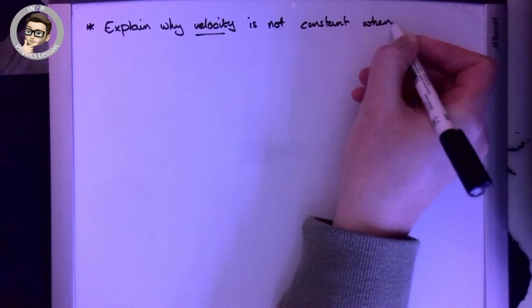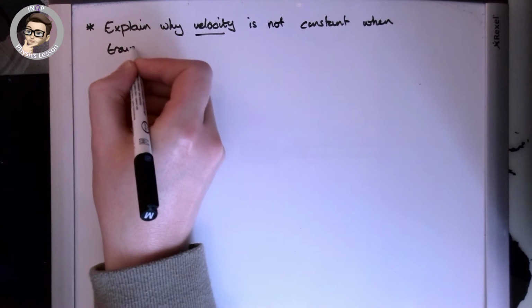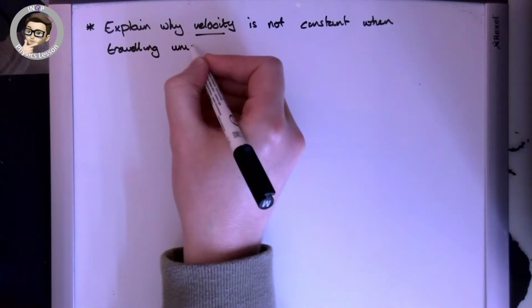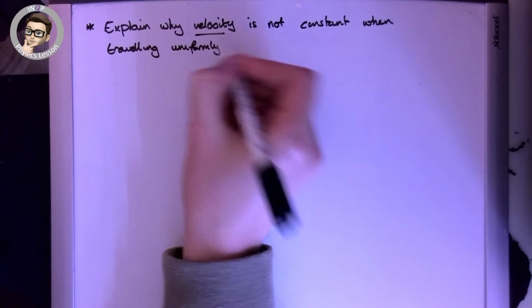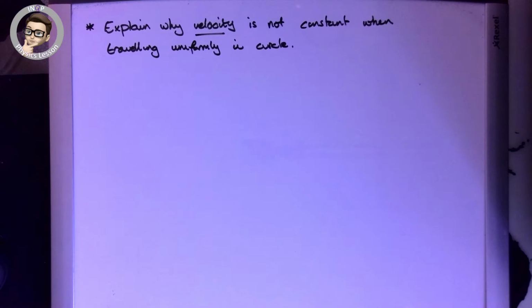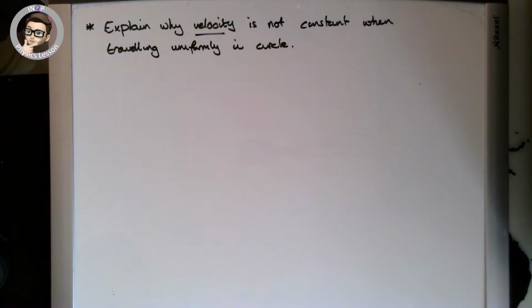when traveling uniformly in a circle. So, for example, this could be like the Dragon spacecraft orbiting the Earth last week, or the ISS now orbiting the Earth. So they are traveling uniformly, so they're moving around at the same rate, but the velocity is not constant, and we'll come back to that in a moment.